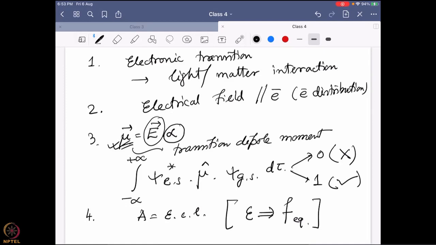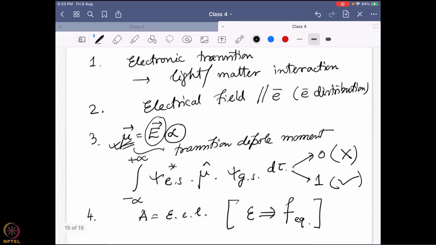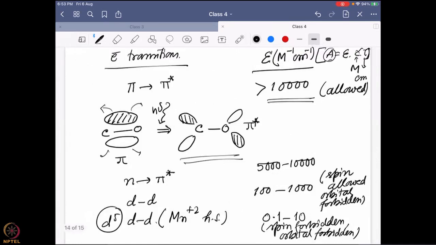Yes, that's right. Sir, LMCT and MLCT lie in which range in terms of epsilon? So LMCT and MLCT generally lie somewhere in between, and it depends on how much of the LMCT and MLCT you are doing. For example, it depends on the symmetry and other factors, how much it is allowed.